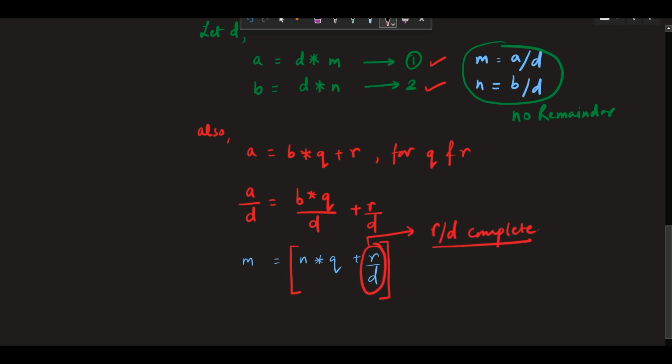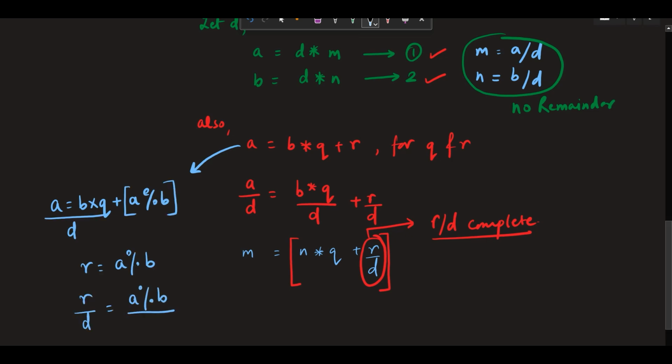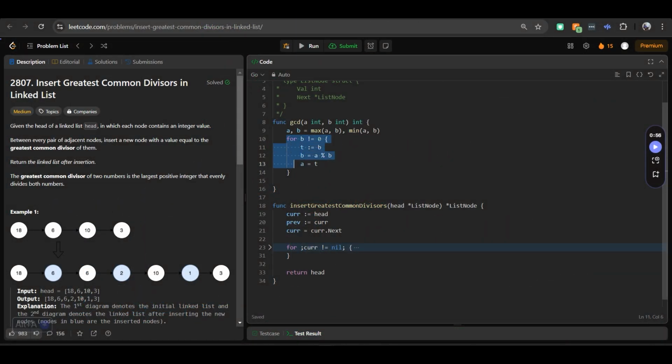R. We can also write the equation as A equal to B times Q plus A%B, where A%B is the remainder when we are dividing A by B. Since D should also completely divide R and R is also A%B, to find D, we can also find the GCD of B and A%B. And then we can repeat the process till B becomes 0.